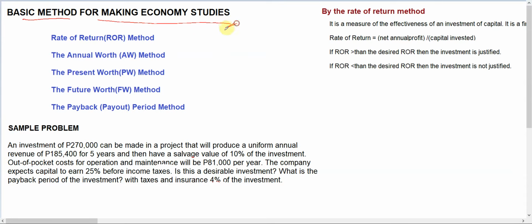Today we will discuss the basic methods for making economy studies. This topic is actually an advanced topic in engineering economy, and there are several methods for making economy studies, namely the rate of return method, the annual worth method, the present worth method, the future worth method, and the payback or payout period method. We will discuss each of these one by one later on in the sample problem, because it is easier to understand and analyze how these methods work when we have an example.